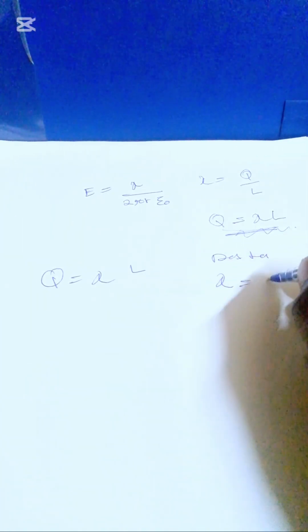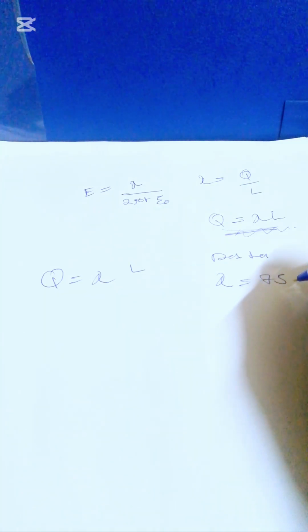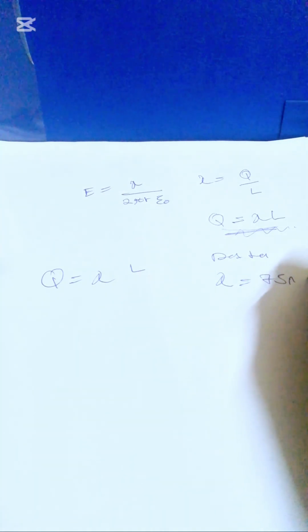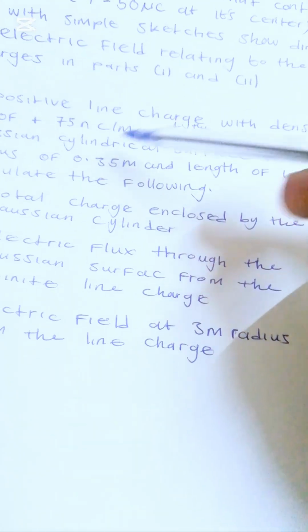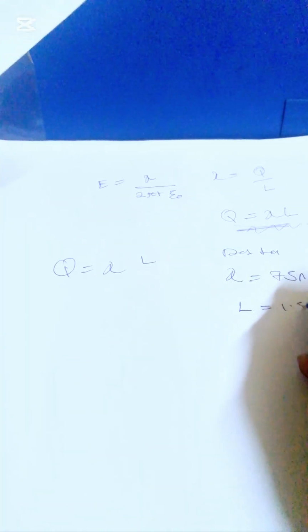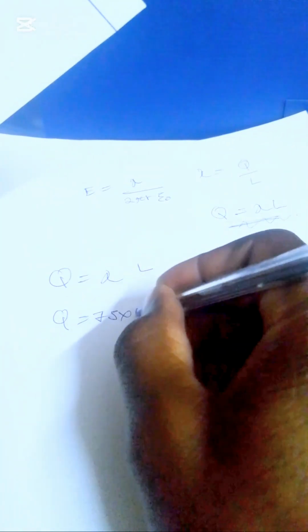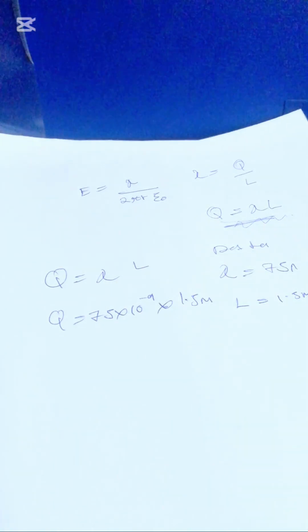From our data, the linear charge density has been given as 75 nano coulomb per meter. Then the length has been given as 1.5. So we are going to replace in our formula. We have 75 times 10 to the power negative 9, nano, multiplied by 1.5 meter. Let's compute this.